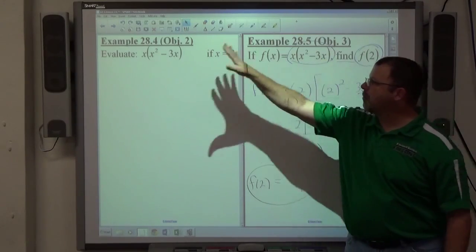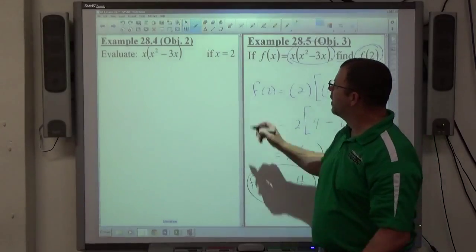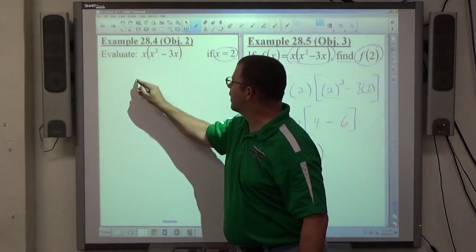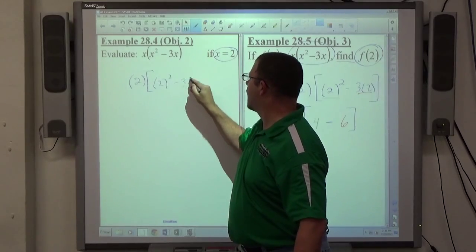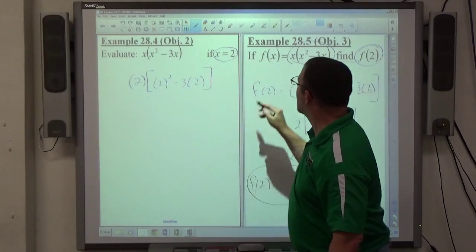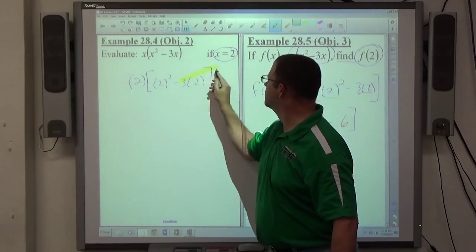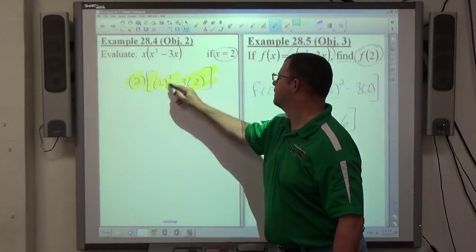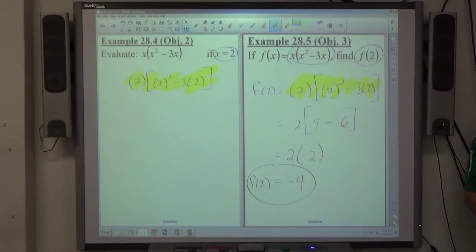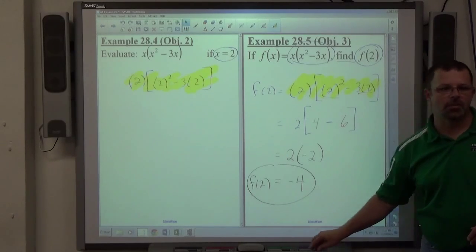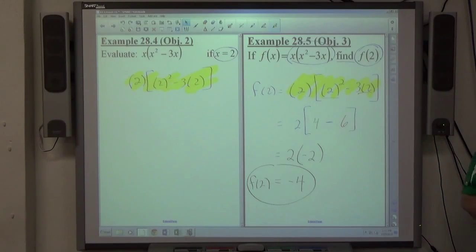Again, if I were to do this problem over here, I'm just going to do the very first step. If I change all the x's into 2's over here, I'm going to get 2 times 2 squared minus 3 times 2. And I want you to compare that to this. They're exactly the same because they're exactly the same problem. It's just a different way of asking something you already know how to do. That's all function notation is or ever will be.